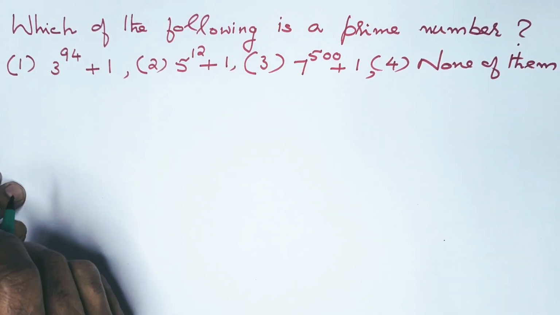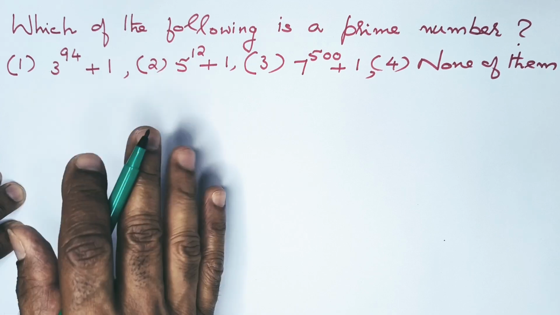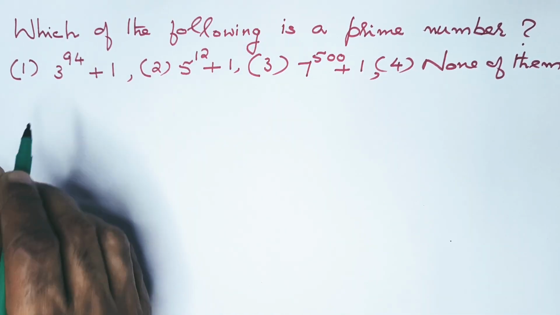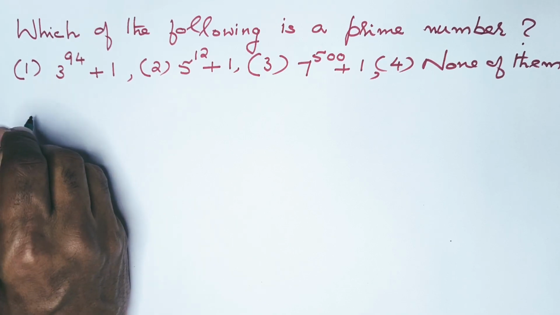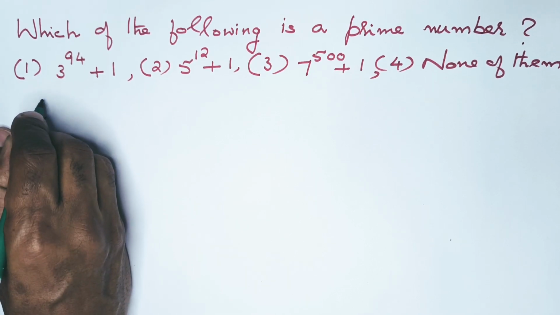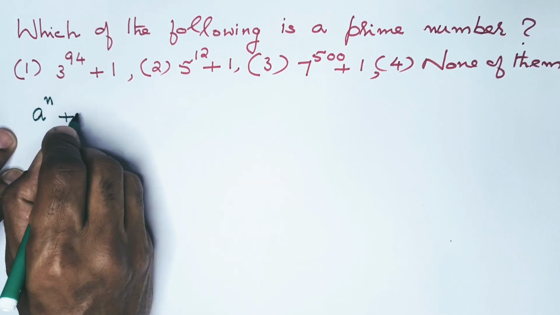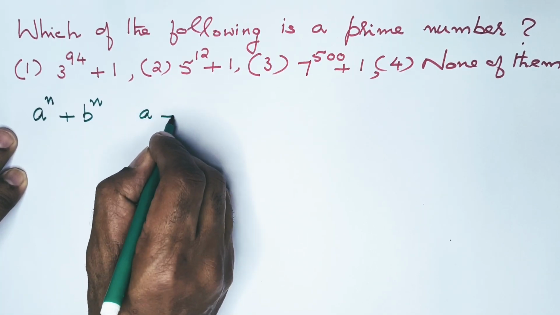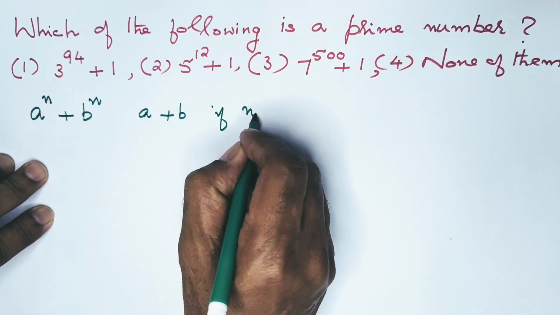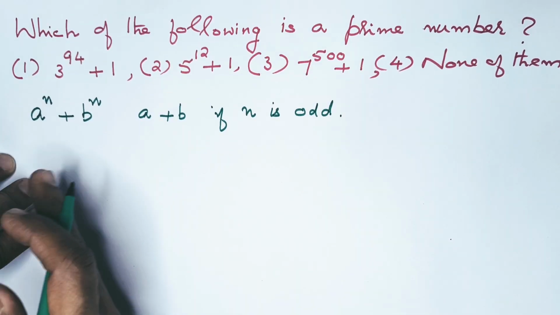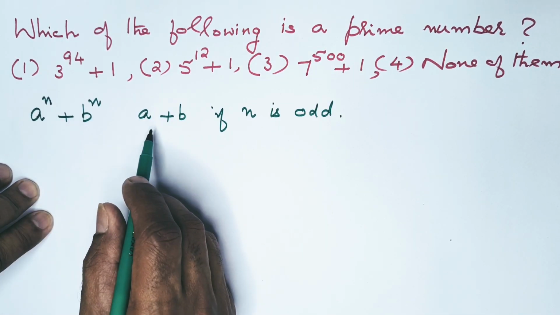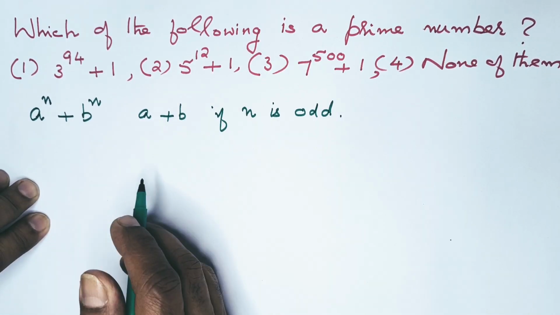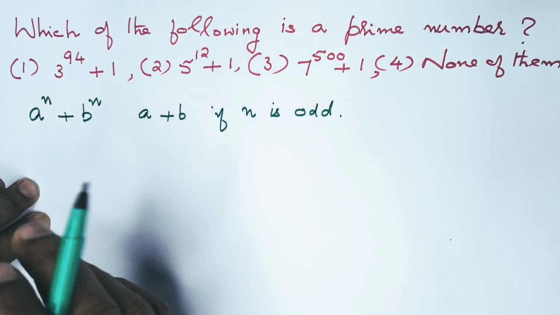To do this problem, there is a simple result in number theory which we need to know. Let me step you through that simple result. The result goes like this: a to the power of n plus b to the power of n is always divisible by a plus b if n is odd. That means this number might be divisible by a plus b if n is even, but when n is odd, it is always divisible. This is the result to be applied in the question here.